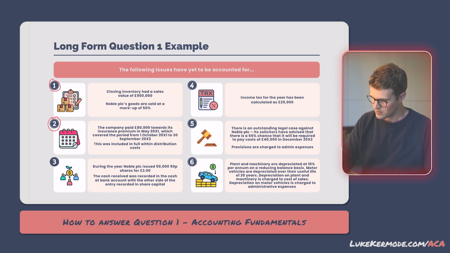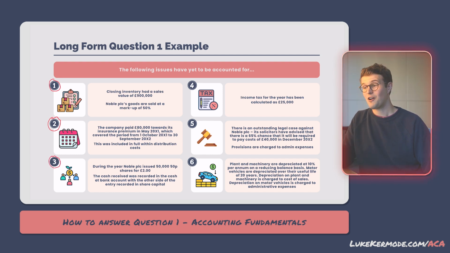Issue 3, Noble issued 50,000 shares with a nominal value of 50p for a price of £2 each. We're told that the cash was correctly recorded in a cash at bank account, however the full £100,000 was allocated to the share capital account. Again, we know that only the par value should be recorded in the share capital account. Anything above that should be recorded in the share premium account. So we'll need to reclassify that portion through a corrective journal entry.